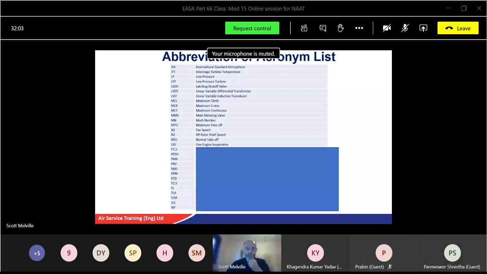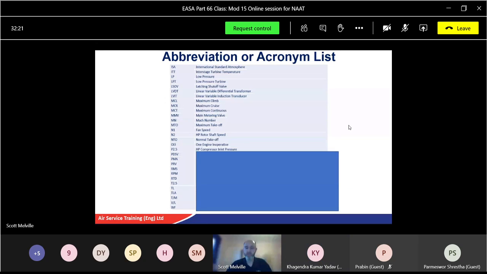P2.5. So annotations of engine. High pressure compressor. Yeah, which one? Which part? Inlet. Inlet pressure, yeah, good. On the 5th stage, yeah. Okay, PDSV. Yeah. Pressure drop spill valve. Yeah, pressure drop spill valve.